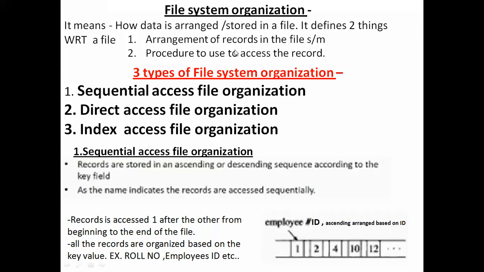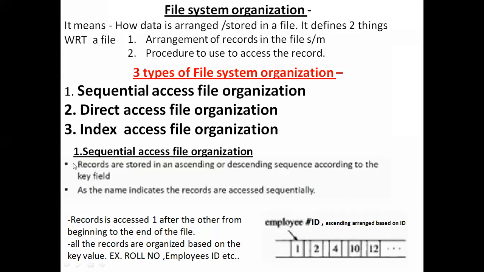Now with respect to this file system organization, it will give information regarding two things with respect to a file. One is the arrangement of the records or information or data in the file system, and the second one is the procedure used to access the record. Based upon these two things, we can have three types of file system organizations: sequential access file organization, direct access file organization, and indexed access file organization.